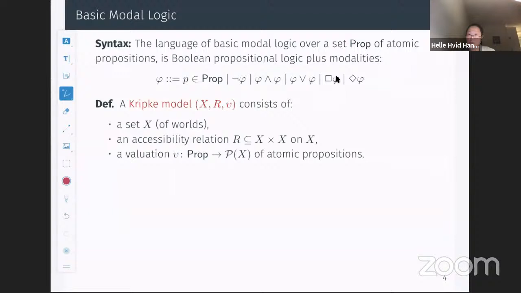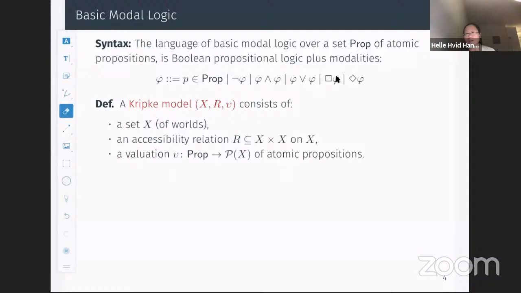We think of this set as a set of possible worlds. And the relation can therefore be thought of as an accessibility relation. So if you are in a given world, then the other states to which you are related, you think of them as, let's say, possible alternatives to your current world. That's the philosophical idea behind the introduction of Kripke semantics.